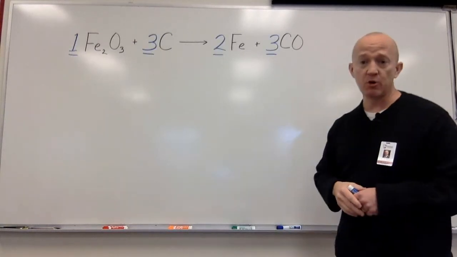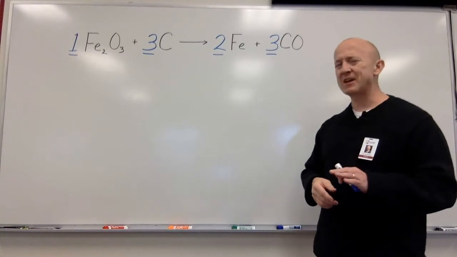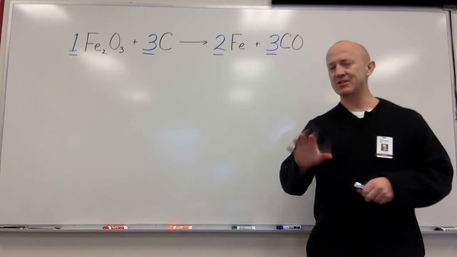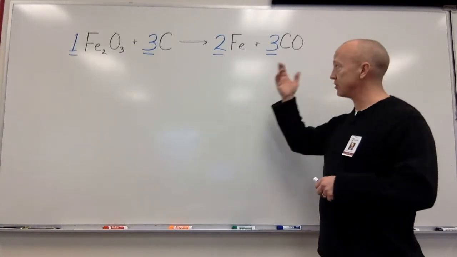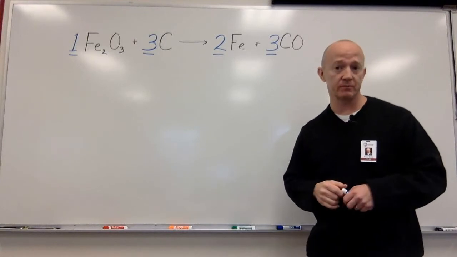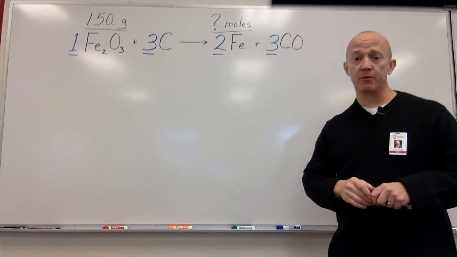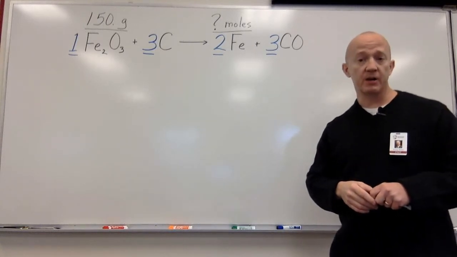I put the proper coefficients in front of each of the substances in this reaction. Notice I put a 1 in front of the iron 3 oxide. That's just to help us remember that there's 1 iron 3 oxide for each of the other substances in this reaction. Suppose I'm asked to find how many moles of iron I'll produce from 150 grams of iron 3 oxide.